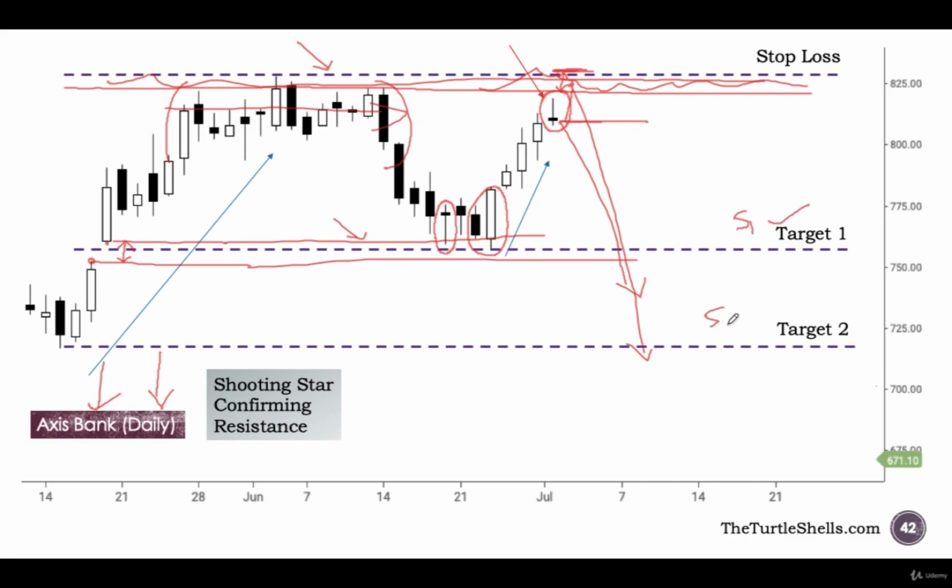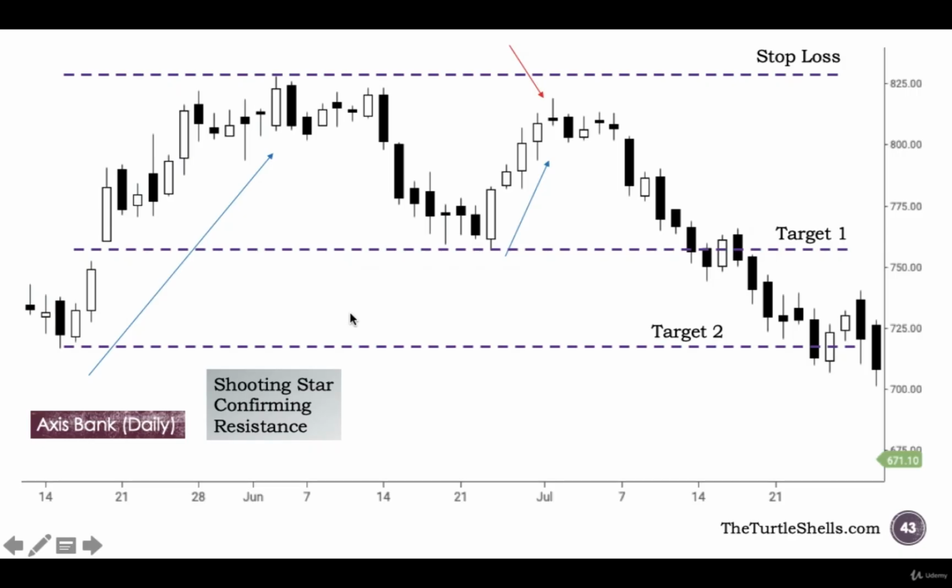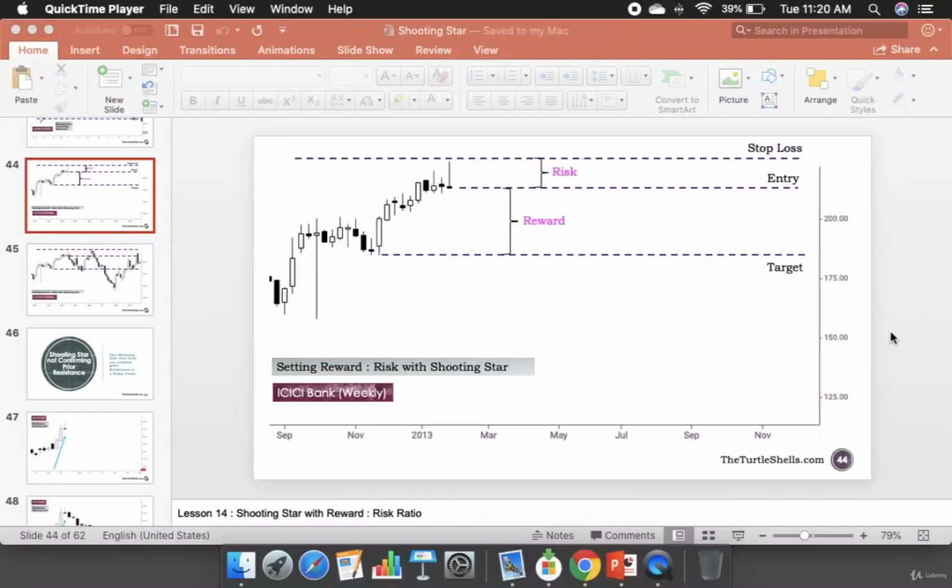If you observe here, this was a piercing pattern. Okay, and then we can expect the prices to go down, and within a few days, both target 1 and target 2 were achieved because the shooting star gave us the early reversal sign that the prior trend was ending. First, we had that confirmation of that resistance point. Okay. Right.